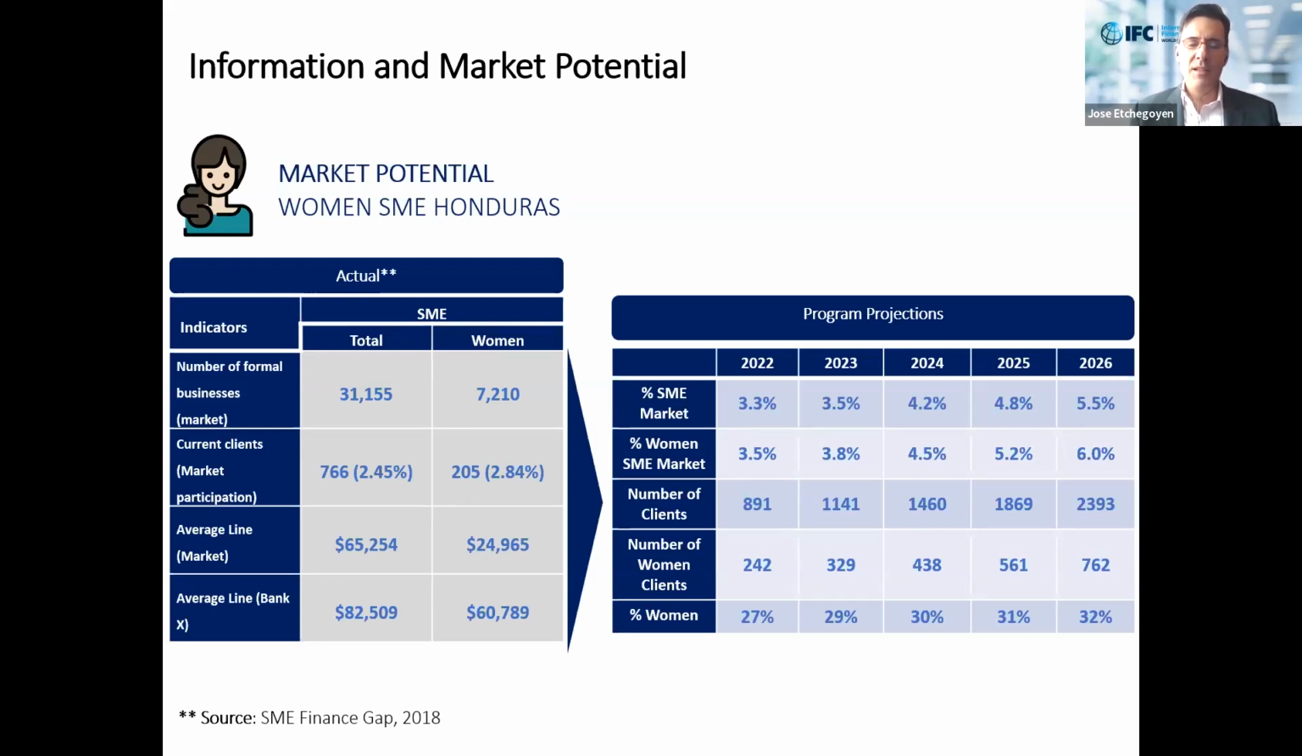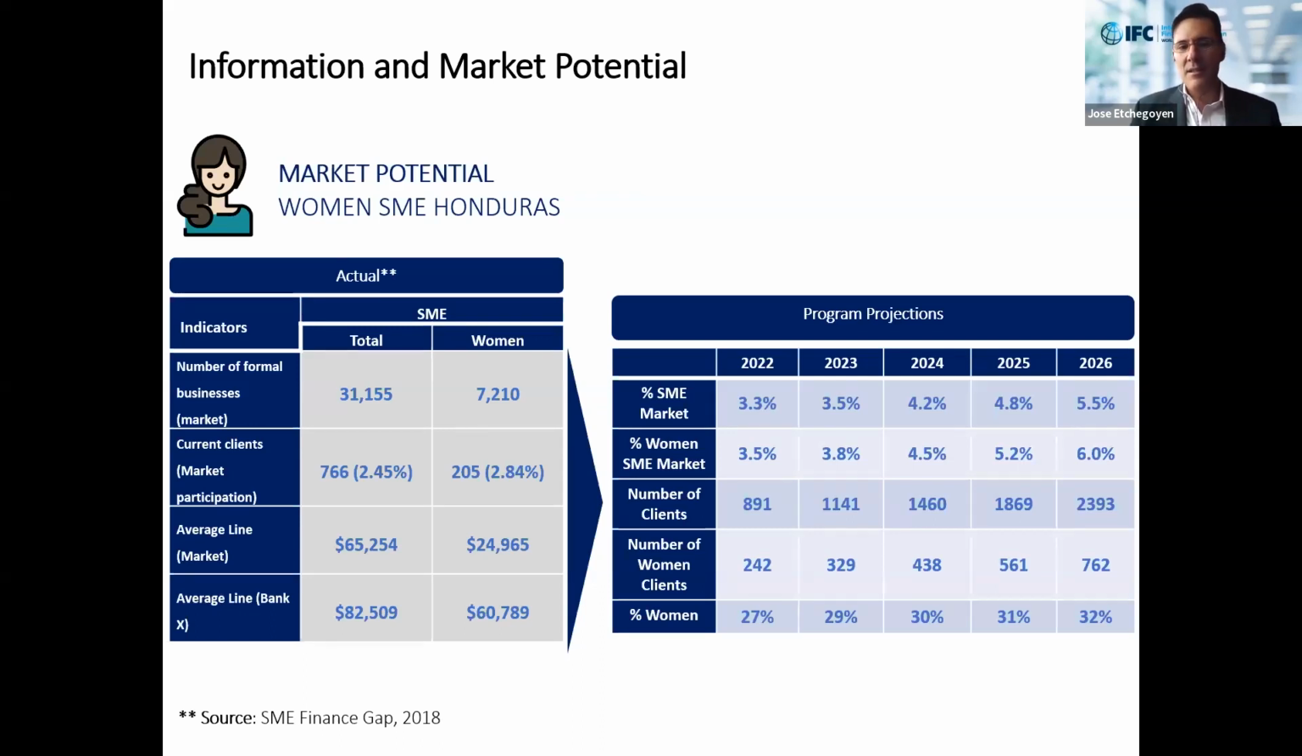And then from there, we said, okay, if we develop women-focused products and services, how big of a market share can the bank get? And we said, okay, if you implement this program, you would go from 2.8% of the market, and you will double it in 5 years to 5.5% of the overall SME market and 6% of the women market.